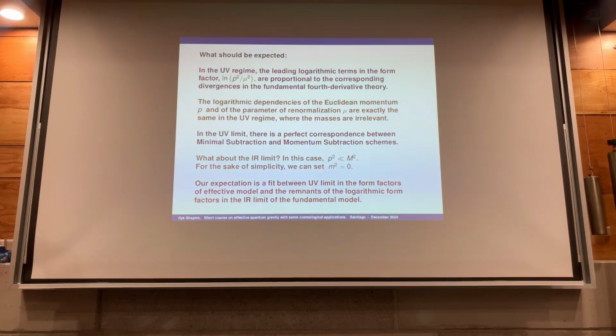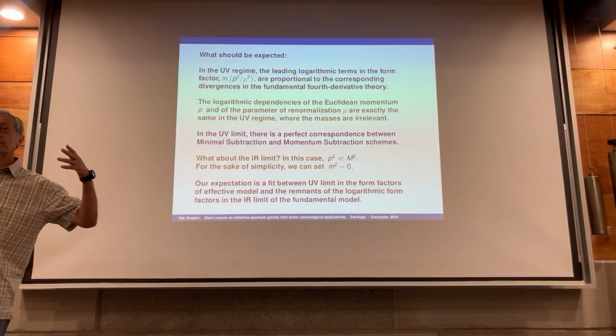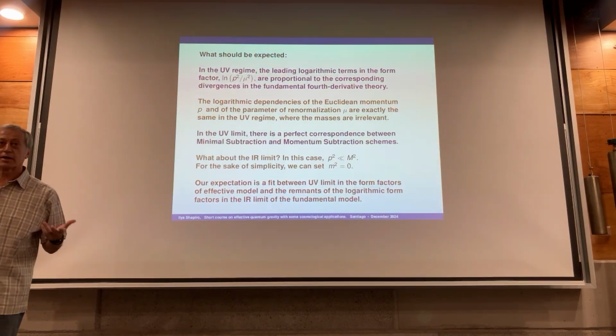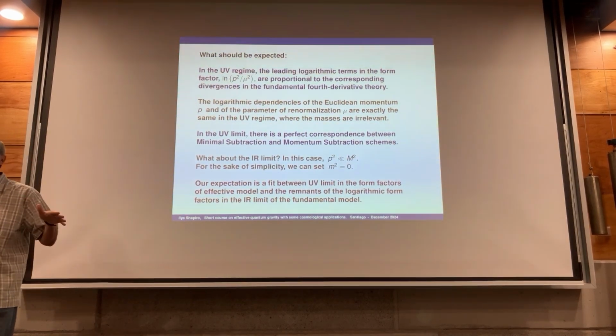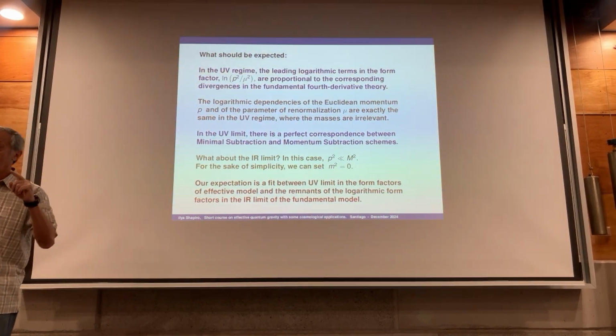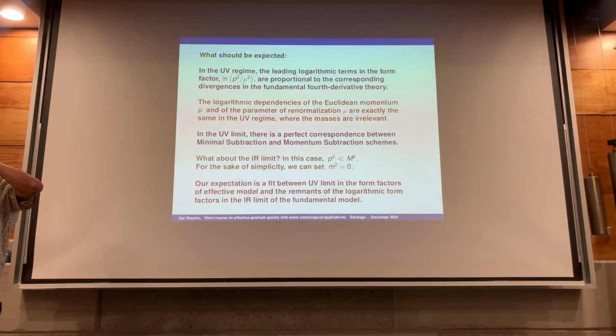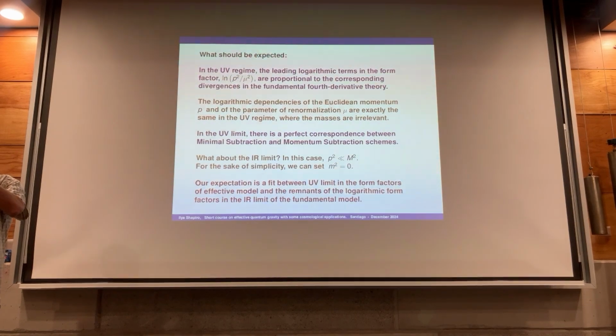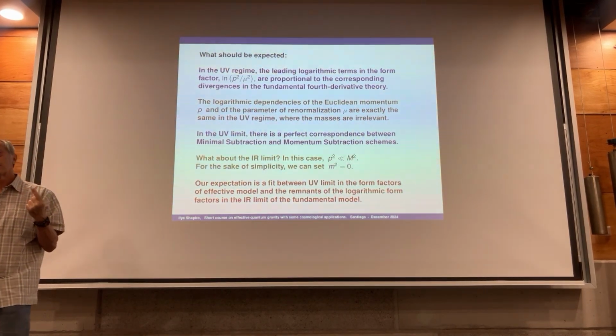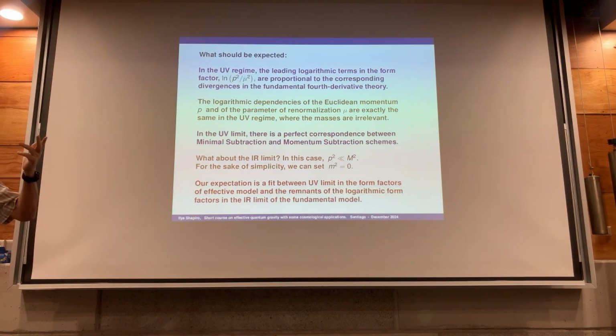Now the question is what we should expect. We should expect in the ultraviolet that these two theories, effective theory and original theory, fundamental theory, have nothing to do with each other. But for the fundamental theory, we expect that divergences and logs in the form factors will give perfect correspondence, right? And in the infrared, look, in the infrared, in the fundamental theory, we expect that contributions of massive fields disappear. You are left with the contribution of only massless fields.